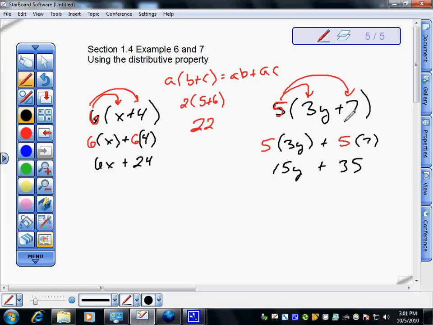So without even knowing what the variable y is, I can still live up to the food chain of order of operations, the parentheses up at the top. I can live up to that by taking care of it with the distributive property, even if I don't know what the value of y is.